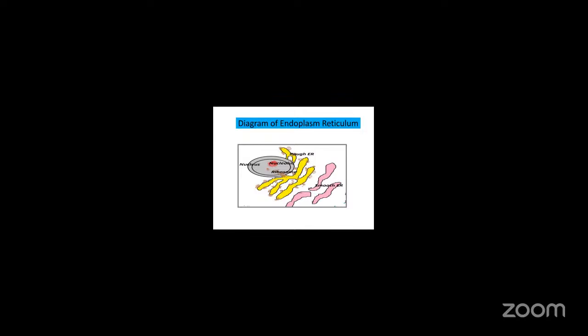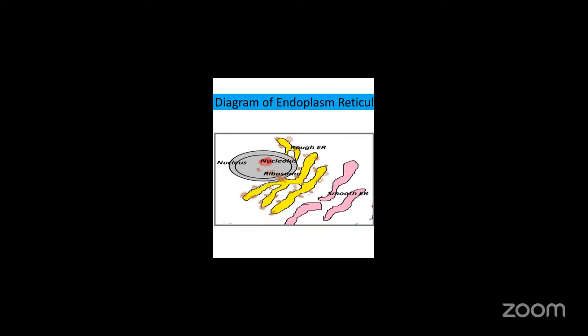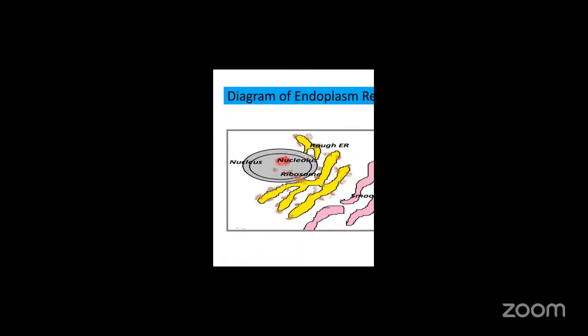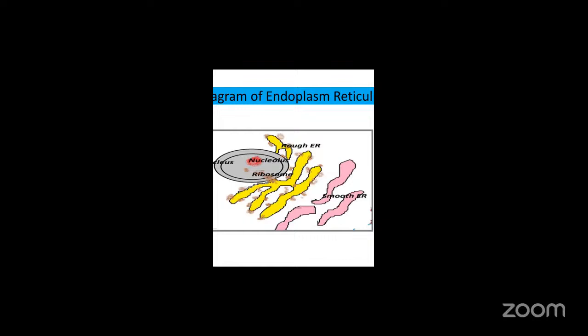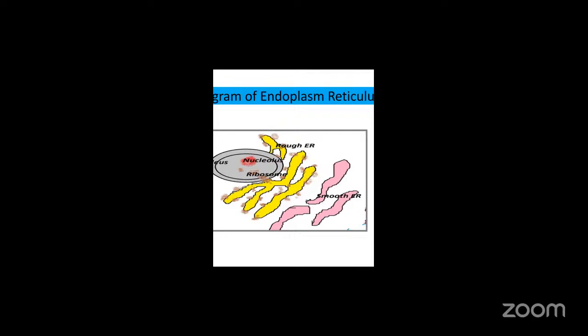So this is the diagram of the endoplasmic reticulum. If you see the whole structure, this yellow color and this pink color are your endoplasmic reticulum. The yellow part is called the rough endoplasmic reticulum, because here and there you see these brown colored spots, which are the ribosomes. And in this smooth pink one, you don't find any ribosomes. That is why it is called smooth.